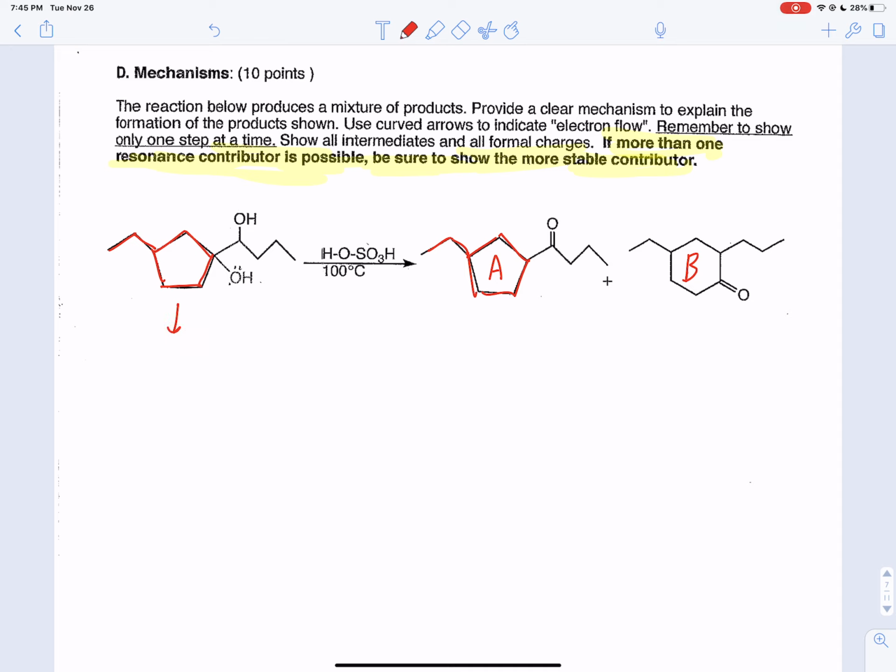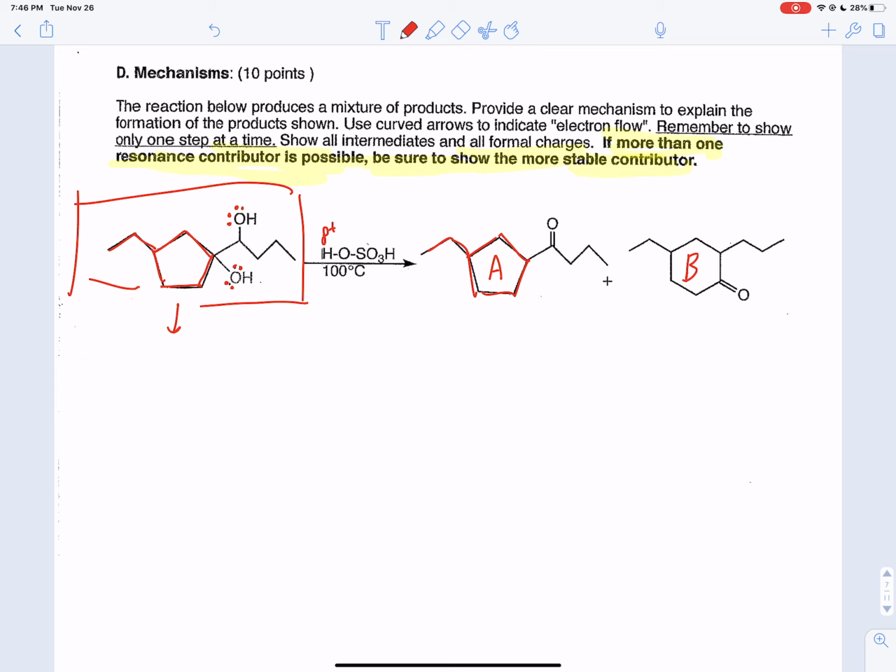With your first arrow, I think the hardest part is deciding what that first arrow is going to be. You want to look at your reactant, look at what's on your arrow, and identify what the nucleophilic sites are and what the electrophilic sites are. In our reactant, the nucleophilic sites are the 2 OHs, the lone pairs on the oxygen. And on our arrow, the electrophilic site, partially positive, is the hydrogen. This is sulfuric acid, so it's that acidic proton.